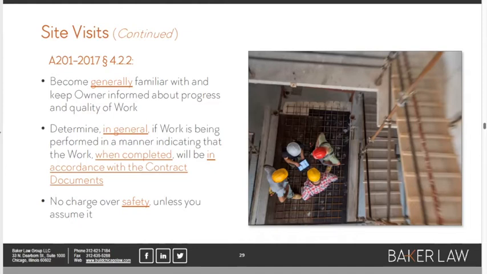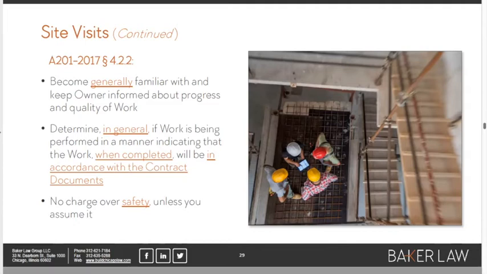They come to the site to determine in general if the work is being performed in a manner that indicates that when the work is done, in other words, when we have the final product that is the architect's design intent, will that be in accordance with the contract documents? So that "when completed" language is a nod in the direction of the architect isn't looking at temporary conditions or means and methods or safety.